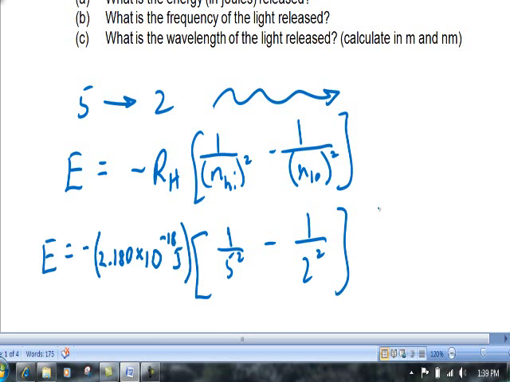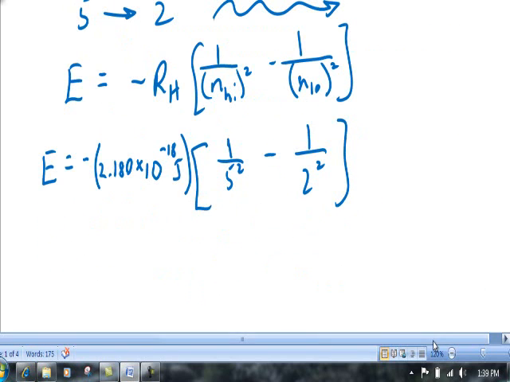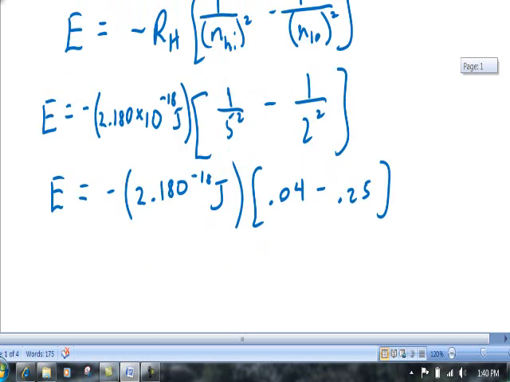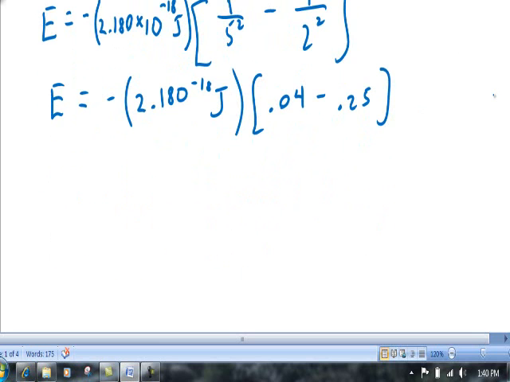Now if we include with this the value of the Rydberg constant, we end up with our equation: energy is the negative Rydberg constant times 1 over the n value high squared minus 1 over n value low squared. Our energy would be equal to negative Rydberg constant times 0.04 minus 0.25, and ultimately this gives us an energy of 4.578 times 10 to the negative 19th joules.